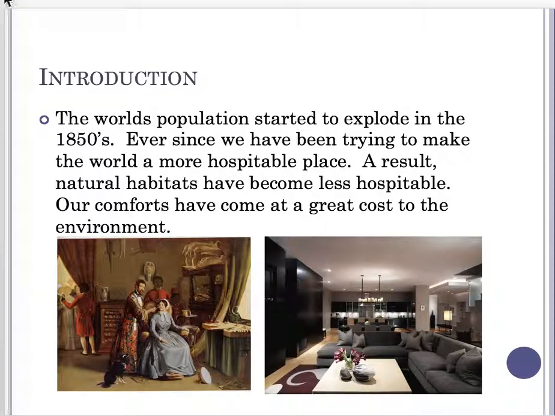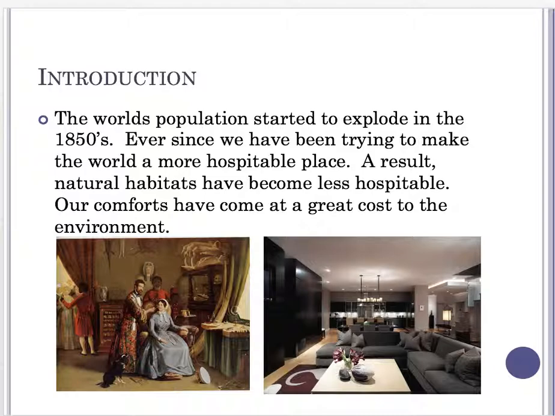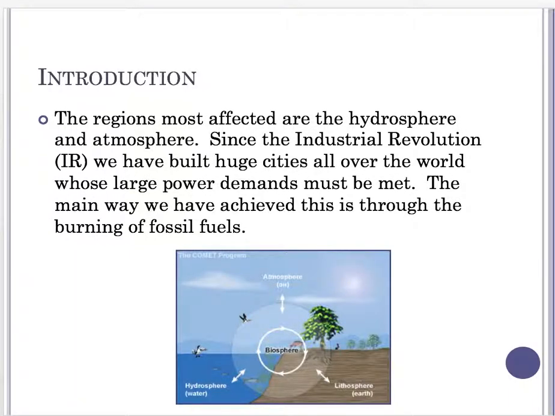So as you can see, our comforts, not just our comforts, but the way that the world has grown has directly affected the environment. So this topic is quite a large one. So this video will try and touch on little bits and split them up into main themes: greenhouse gases, greenhouse effect and global warming, ozone layer and depletion, and acid rain.